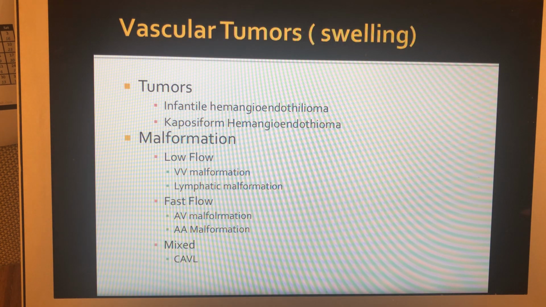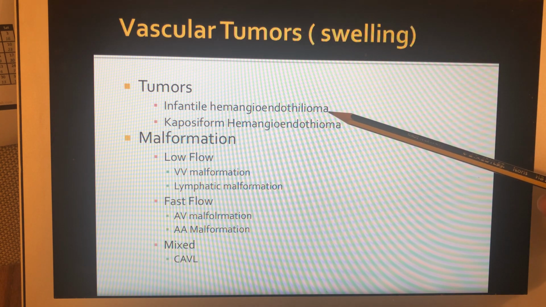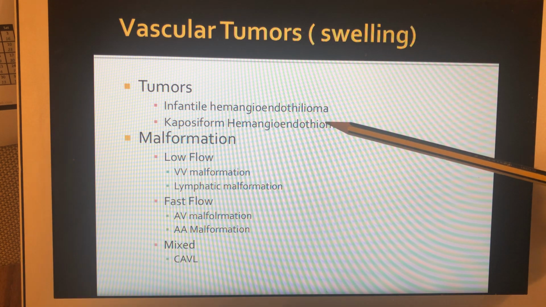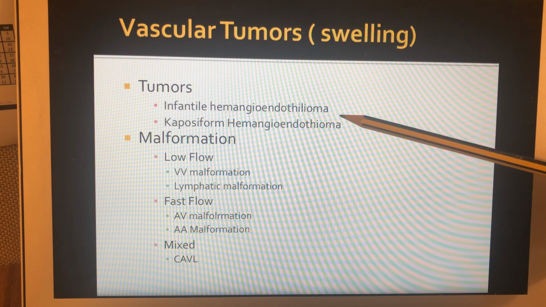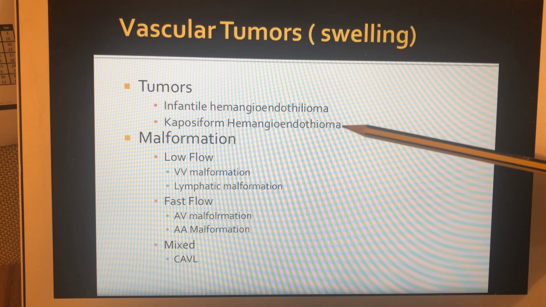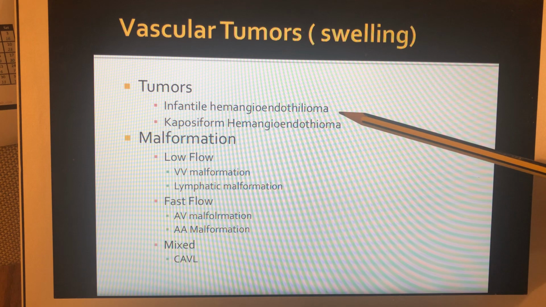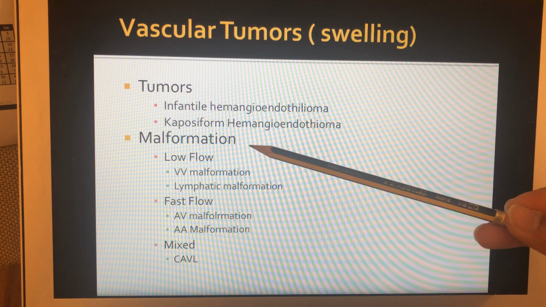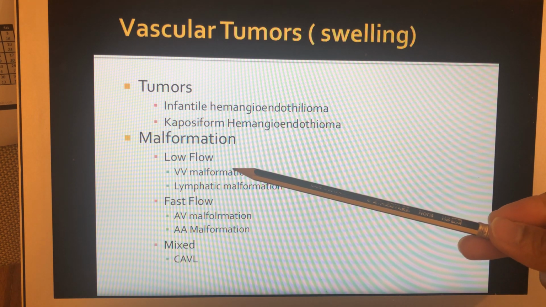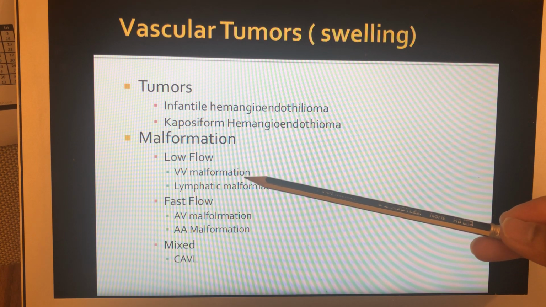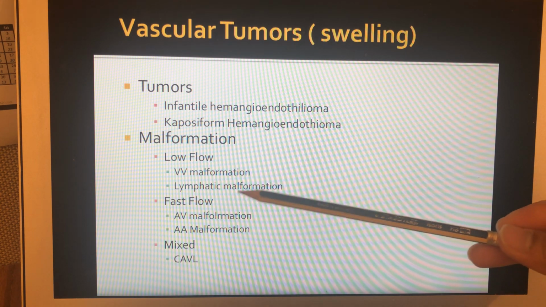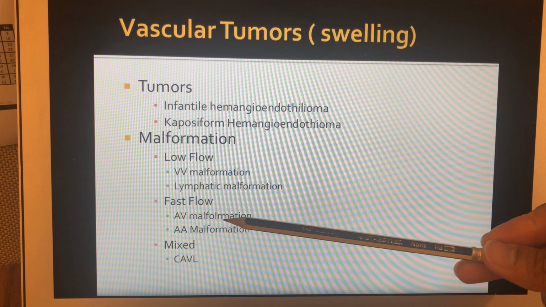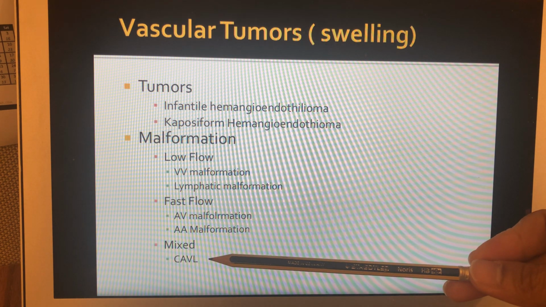So vascular tumor or swelling can be classified into tumors such as infantile hemangioendothelioma, which used to be called hemangiomas, or Kaposiform hemangioendothelioma, as we show in the picture. Treatment is usually medical. Or vascular malformation can be low flow, such as veno-venous malformation or lymphatic malformation, or fast flow, such as arteriovenous or arterial malformation, and mixed.